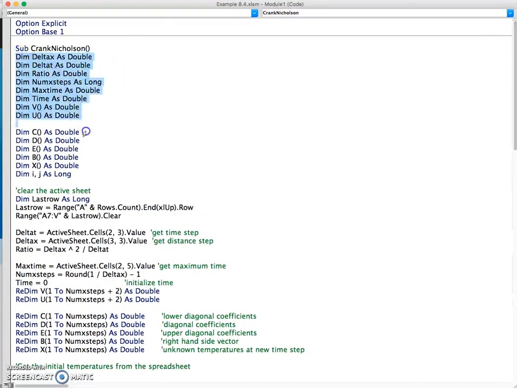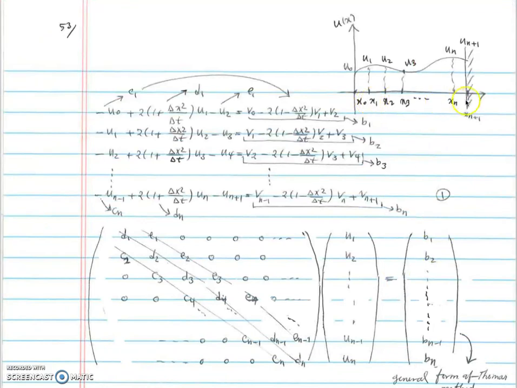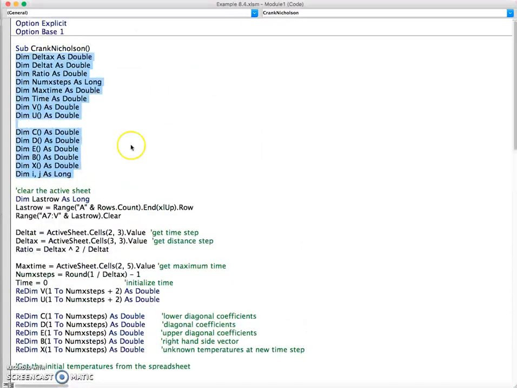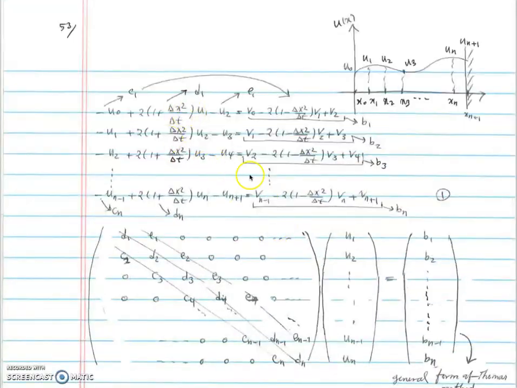The first part is just a declaration. We have del x, del t. Ratio is del x squared over del t. N is number of x points. This is exactly equal to n over the x values, so x1 to xn. The n, which is number of intermediate points, is exactly equal to num x steps. Maximum time is the maximum time that you're going to go over. Time is the current time. V's and u's are exactly the same as v's and u's over here. So u's on the left, unknown. V's are known to the right.